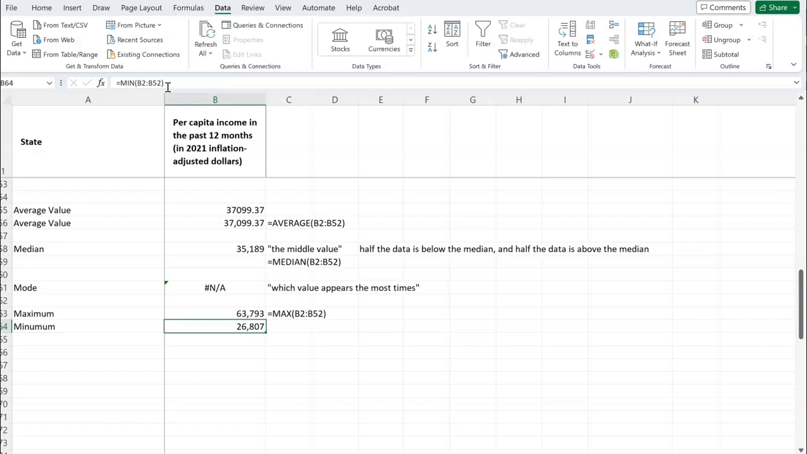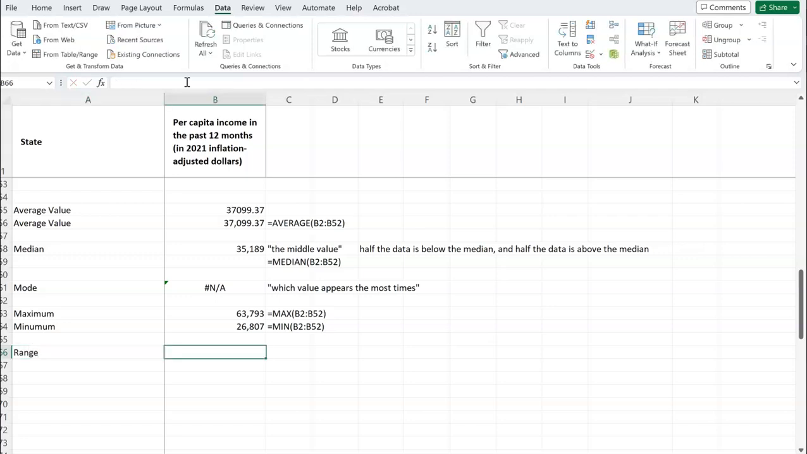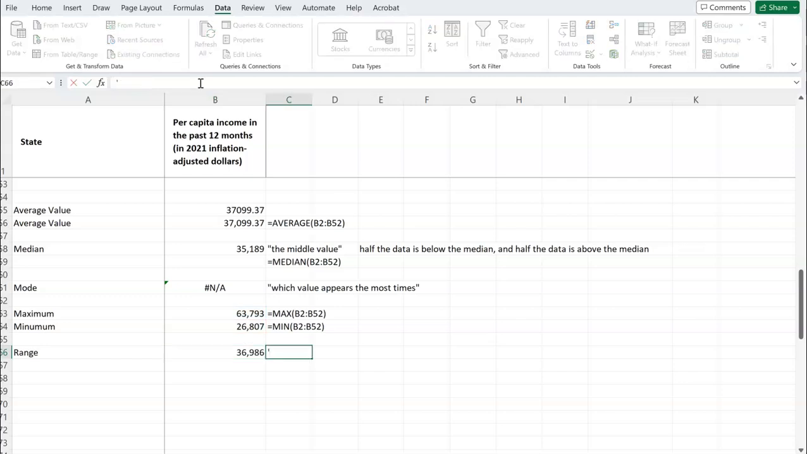I will write the names of how I calculated these values right next to the generated numbers. And from here we can look at the range. The range is just the difference between the maximum and the minimum, which tells me how much the data is distributed. So the range is around 36,000, or close to $37,000.